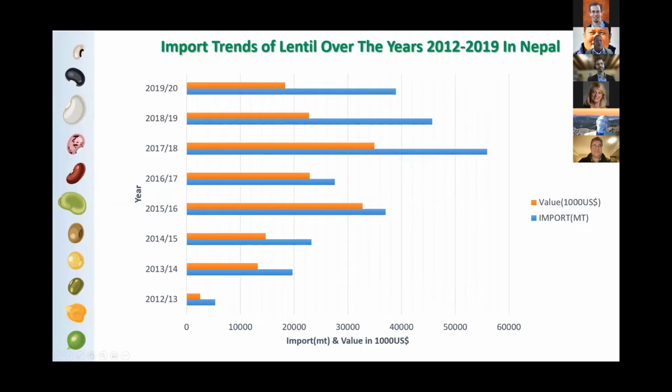This is the import trend over the years 2009 to 2012 in Nepal. We can see that in 2019, we imported about 38,000 metric tons, and the value is around $18 million.